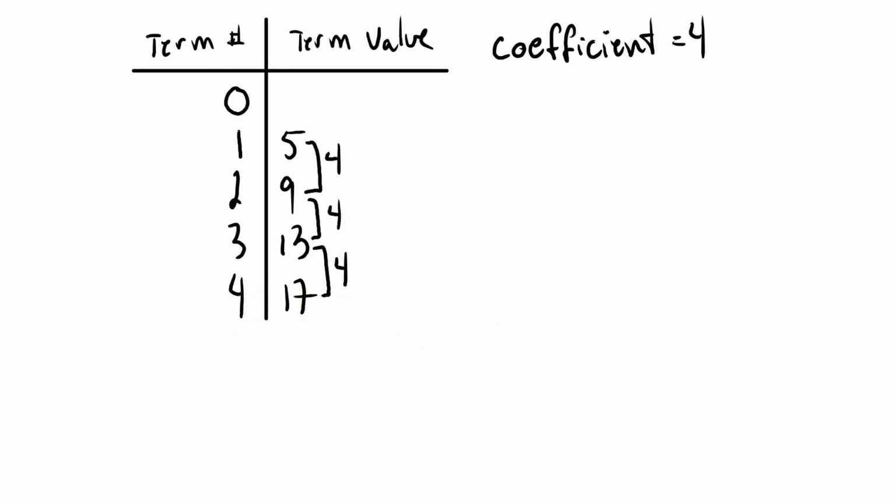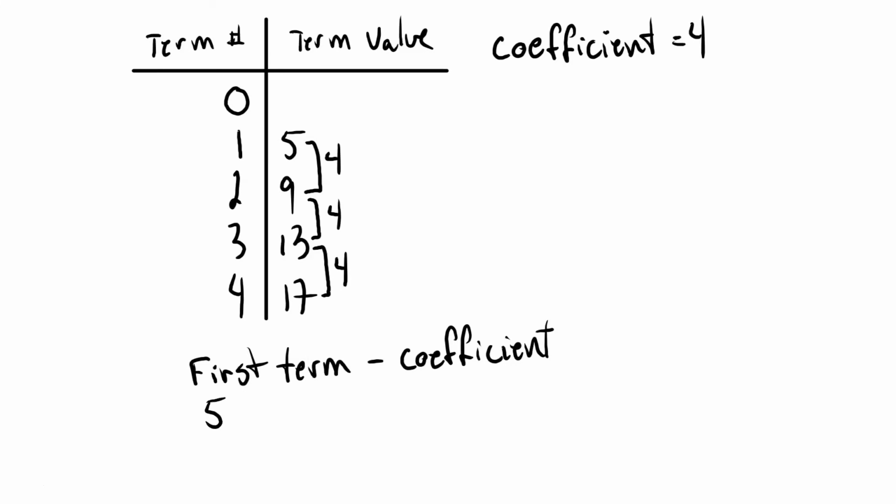Step 4. Find the 0 value. We find the 0 value by subtracting the coefficient, which we've just found, from the first value in the series. The 0 value will give us the constant in the general term. So we take the first term and we subtract the coefficient, which is 5 minus 4, which of course equals 1. So our constant is equal to 1.